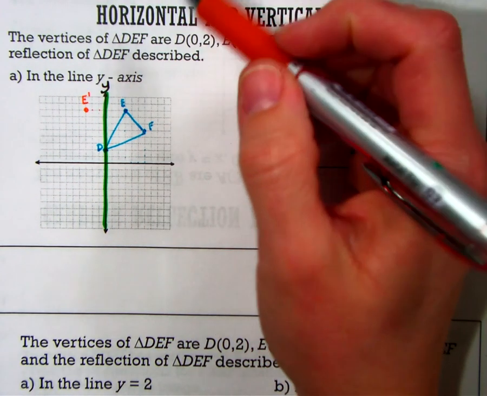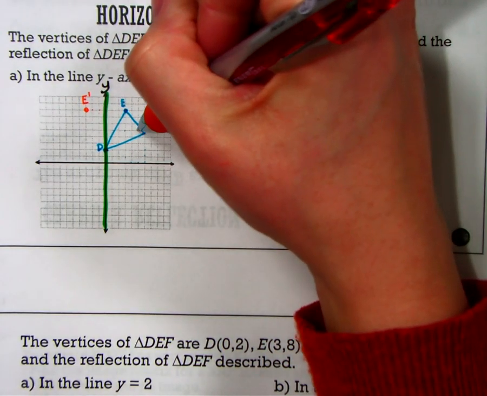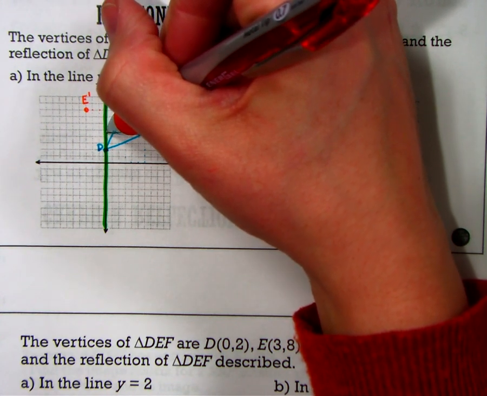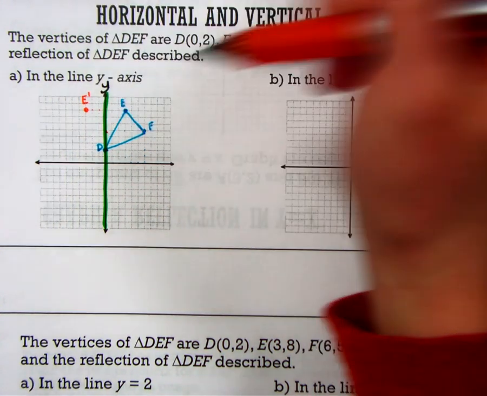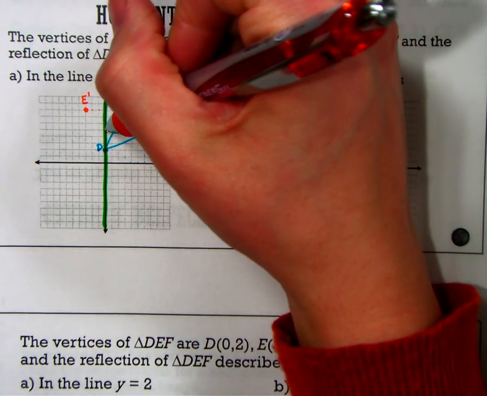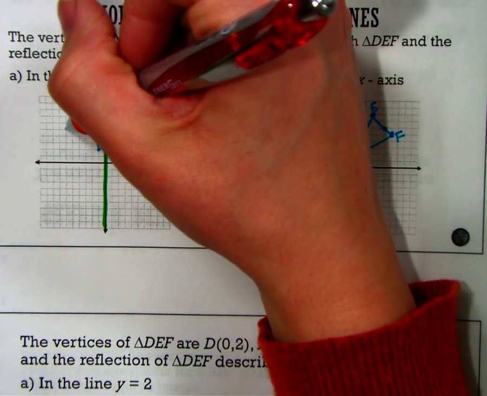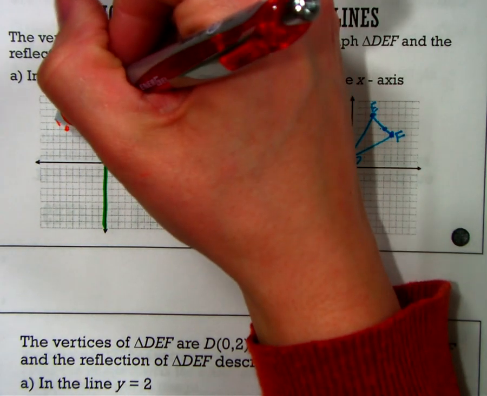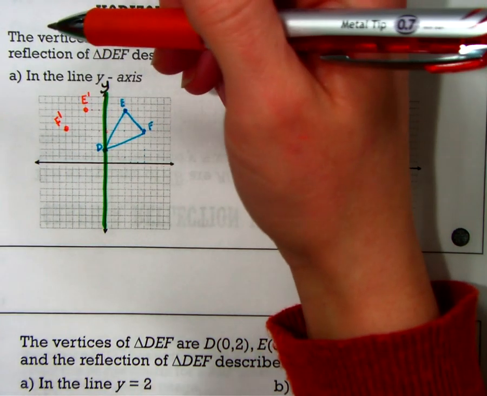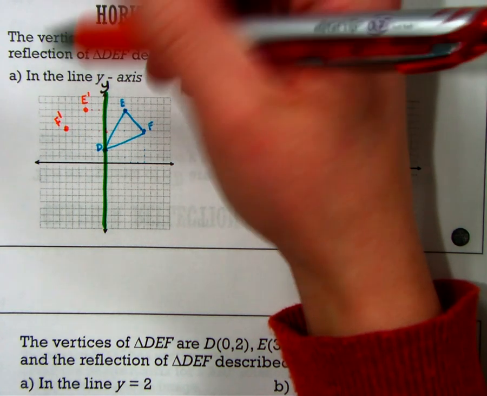Then we're going to do the F point. I'm going to take F and count until I hit the green line here. 1, 2, 3, 4, 5, 6. We shouldn't be surprised about that because it was 6 away. That's what that number is. So it counted to 6, and then I'm going to count 6 on the other side. 1, 2, 3, 4, 5, 6. So there's my F prime. Prime just means after. The prime is what it would be after the reflection.